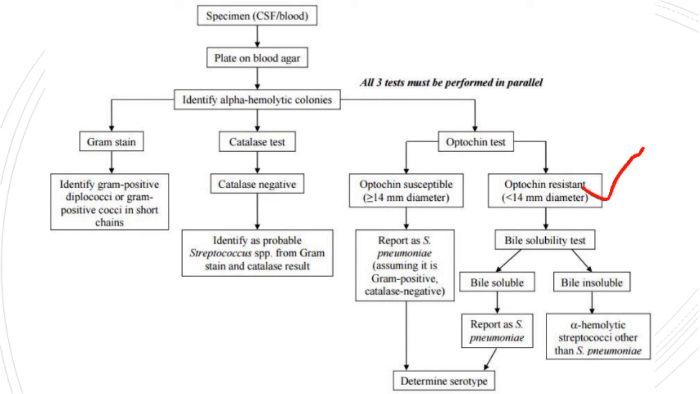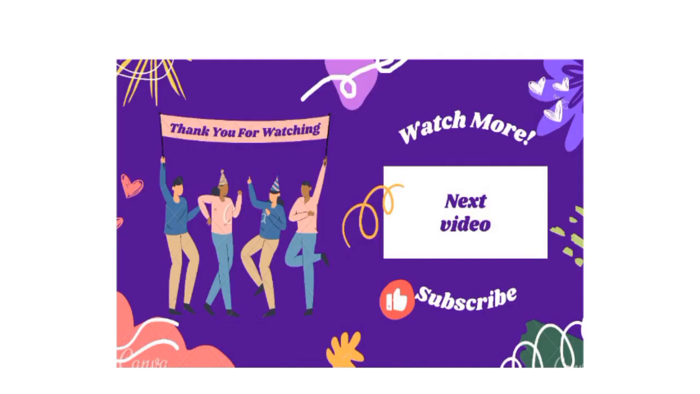All these tests are done. A rapid test can also be done, but these are the tests that are performed. If all these tests are positive and show their special characteristics, then it will be strep pneumonia, and it can be treated with antibiotics, for example penicillin and erythromycin. That was all about strep pneumonia.